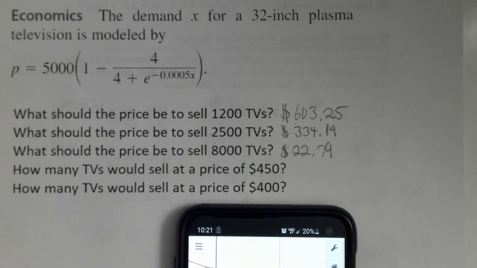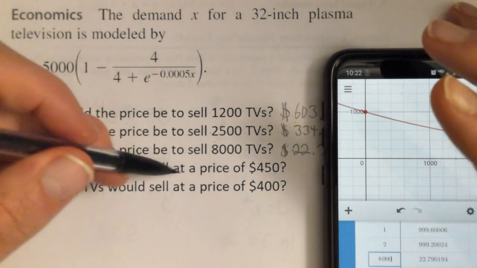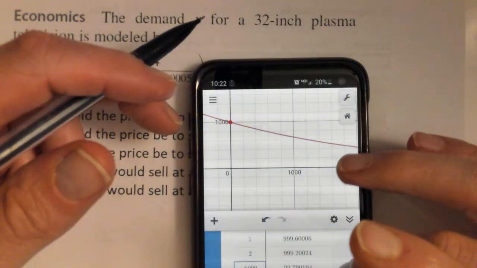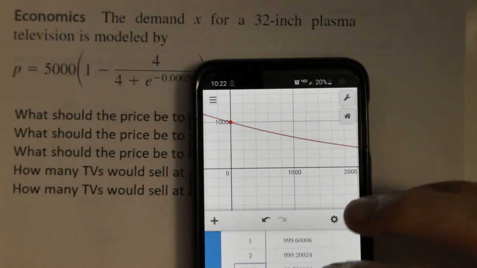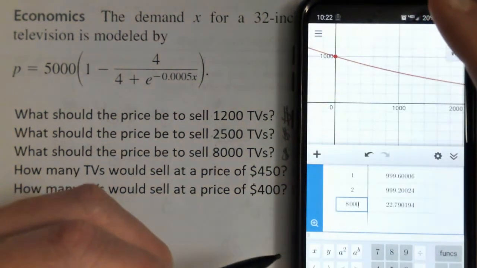Now, for the last two questions, it's reversed just a little bit. How many TVs would sell at a price of $450? Now, unfortunately, Desmos doesn't have the ability for me to go over to the Y side of the table and just fill something in and then have it backfill the X.